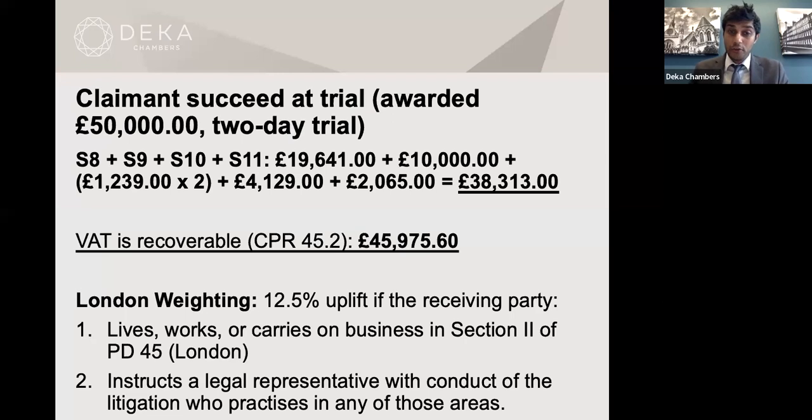Of course, you also have to consider a London weighting. One thing I would note here is that the wording has slightly changed from the usual London weighting because now it instructs a legal representative with conduct of the litigation who practices in any of the areas. So CPR 2.3 provides that a legal representative is a solicitor or barrister or any other legal representative, but it's not sufficient now just to instruct a barrister from DECA because DECA practice in London and then say you can get the London uplift because we don't have conduct of the litigation.